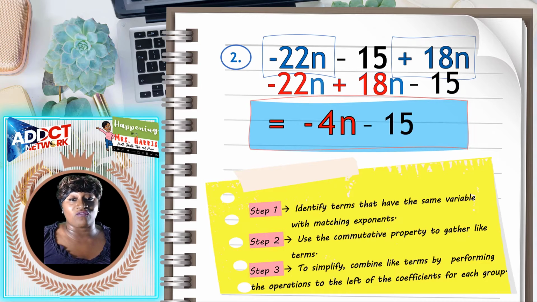We know that this is our final solution because the negative 4 has the variable n, and the minus 15 is a constant term. It doesn't have a variable. Therefore, our solution is negative 4n minus 15.